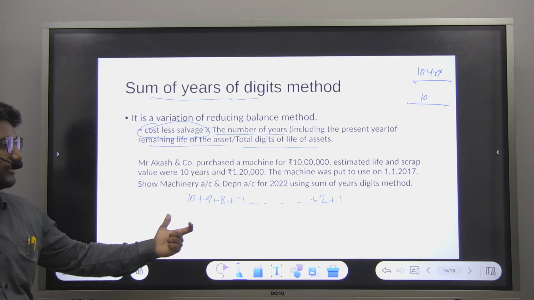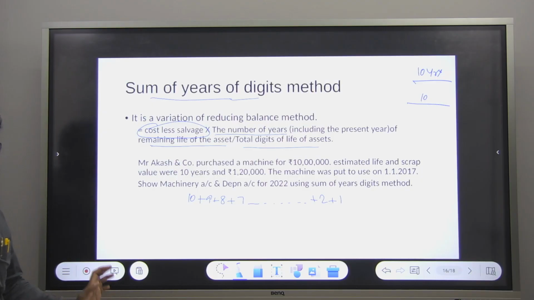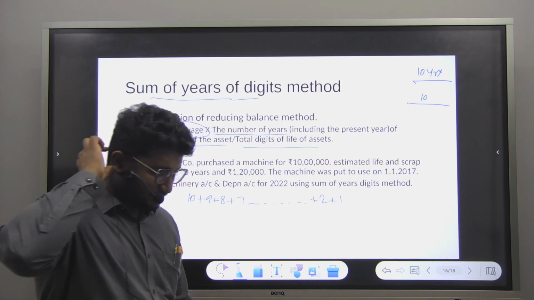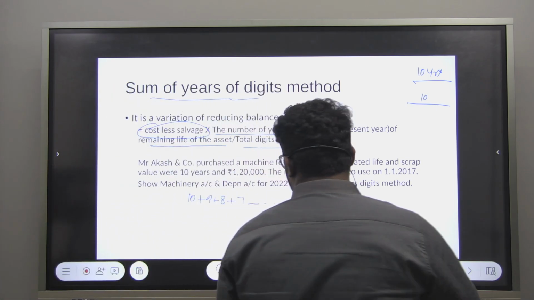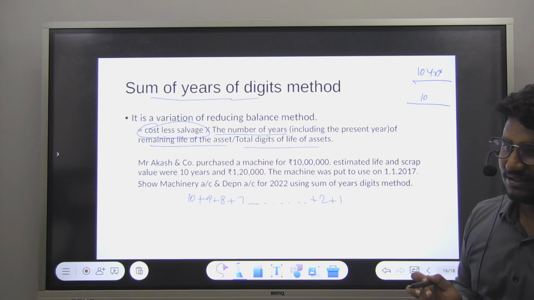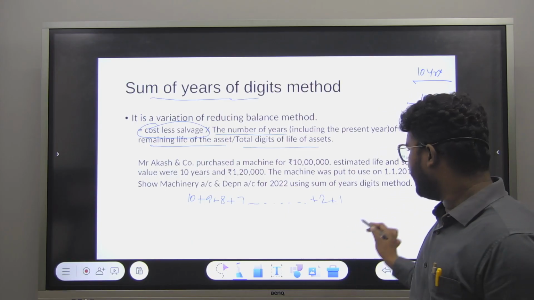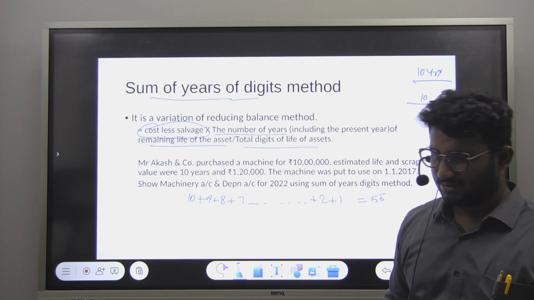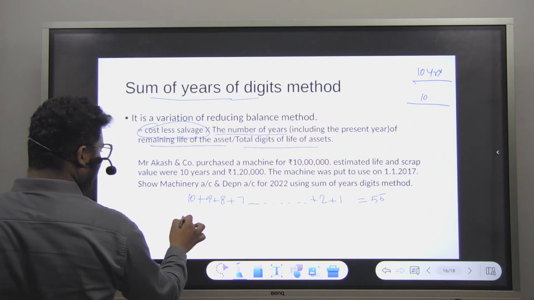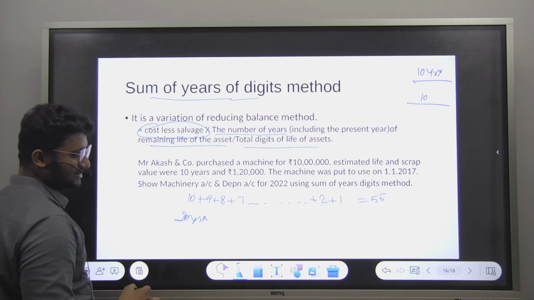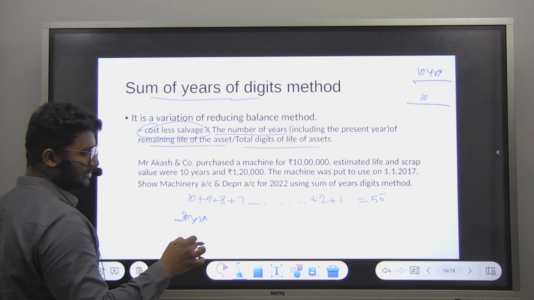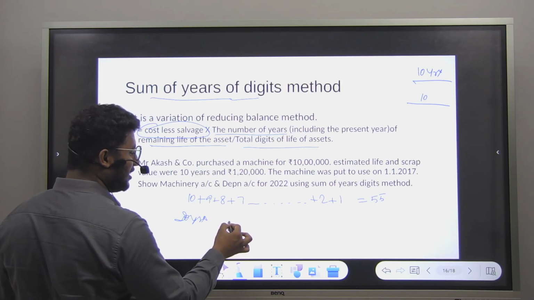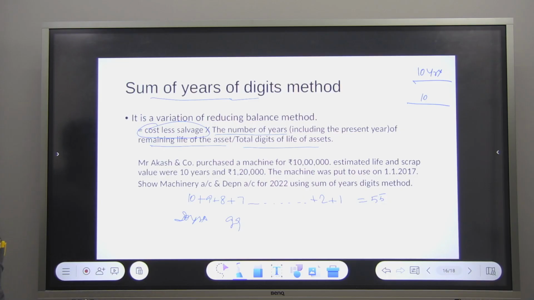So the sum of digits of all these numbers. What is the sum of all these numbers? From 10 to 1, what is the sum? 55. How did you calculate it? Sir, 10 plus 9 plus 8 plus 7 and so on. Okay, if they give 20 years, how will you calculate? Sir, again 20 plus 19 plus 18 plus 17. Some lease properties may have a life of 99 years. So how will you calculate?